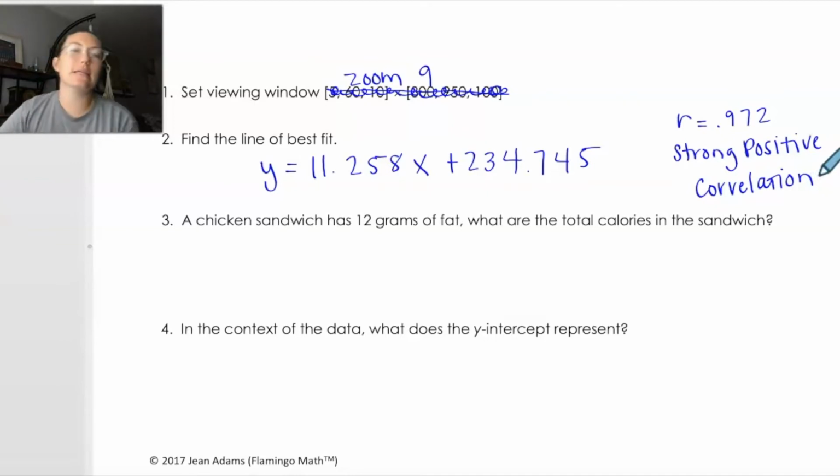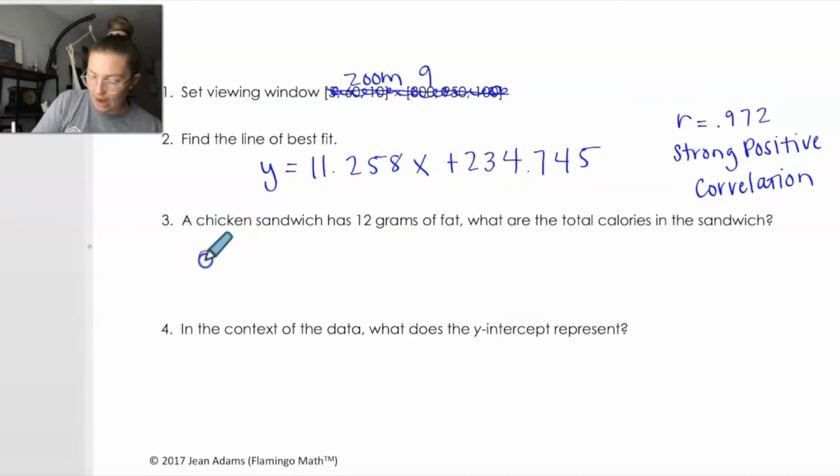All right, now we're going to take this a step further. So now it's going to ask, a chicken sandwich has 12 grams of fat. What are the total calories in the sandwich? So we're going to use this line of best fit to figure out how many calories there would be for 12 grams of fat. Some of you guys are going to go right here and plug in 12. You cannot do that because it's not accurate, because we rounded this and we rounded that. It'd be close, but it's not the actual answer I'm looking for. So I'm going to show you guys how to calculate this on our calculator. So we're going to go ahead and write down the steps.